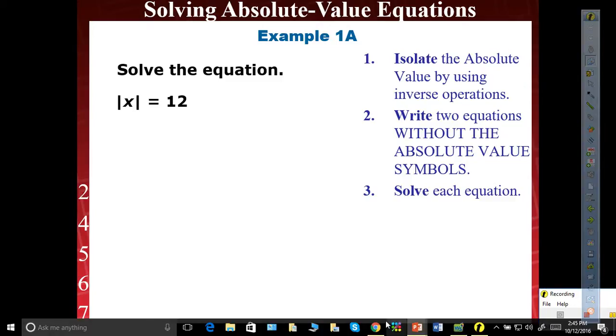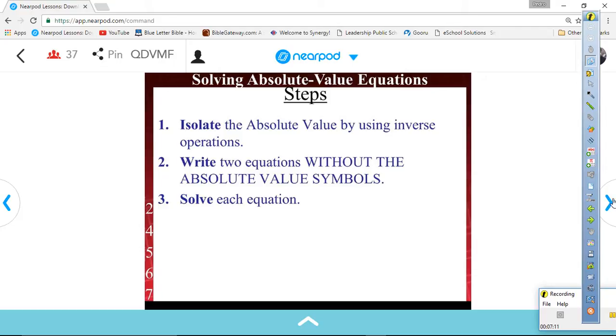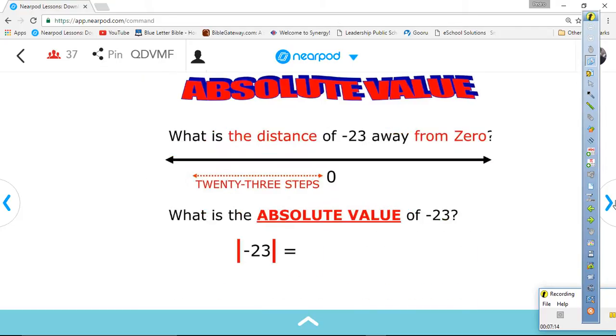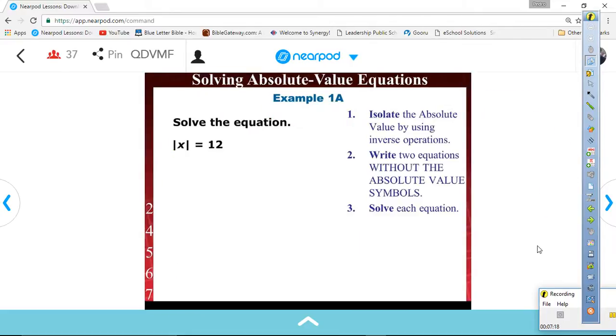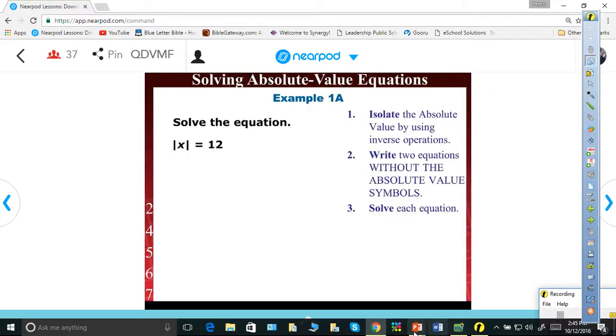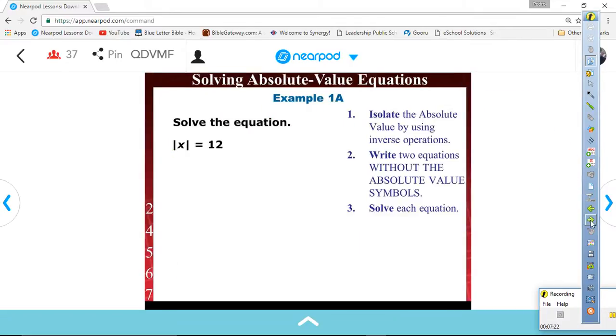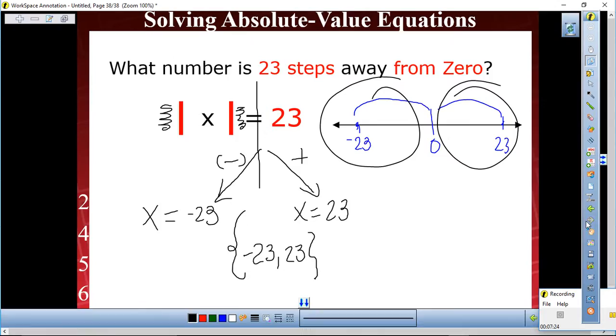I'm going to forward your screen. Let's see. Sorry. There it is. And I'll leave that example up there in case you need to see that one.